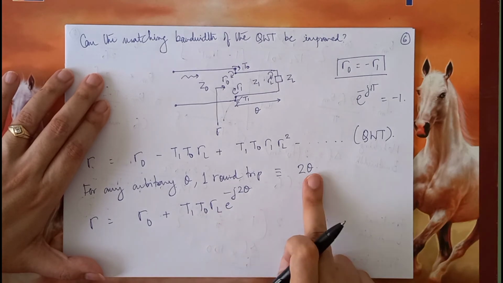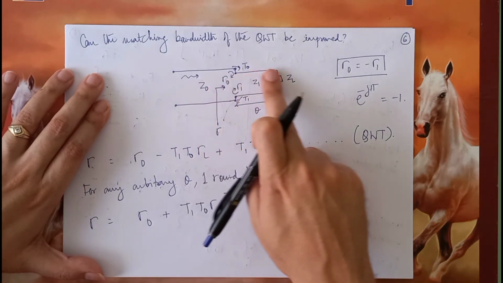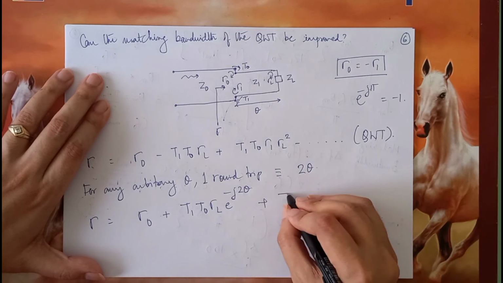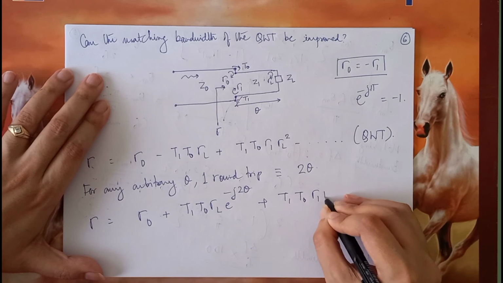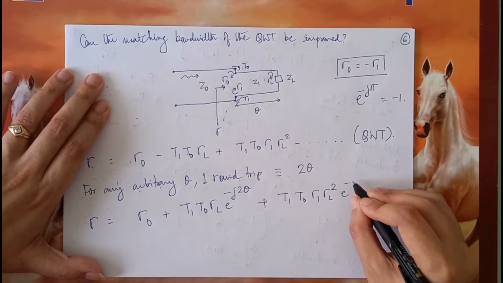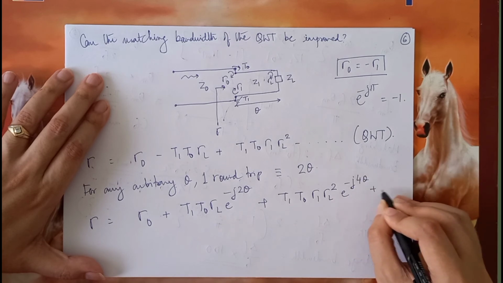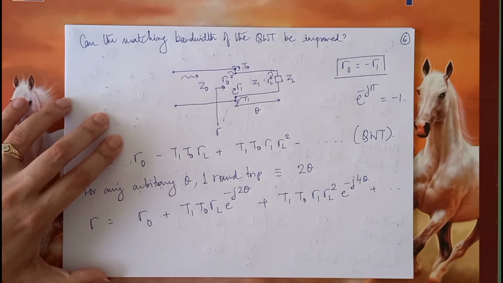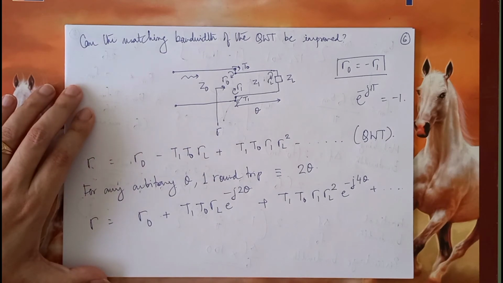This is the round trip phase due to the first reflected wave, plus T1, T0, gamma 1, gamma L square times e raised to minus j4 theta plus so on. This is the only change. So what we are seeing is that, again, just like the previous equation for the QWT, this is also a geometric progression.